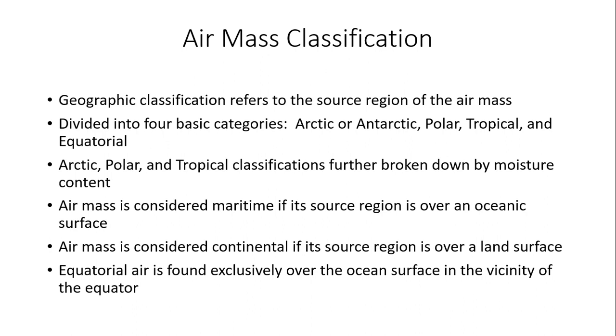Now, air mass is considered maritime if its source region is over an oceanic surface or a water surface. So if I say I have a maritime air mass, right away you should be thinking that air mass is forming over a water body. An air mass is considered continental, on the other hand, if its source region is over land. So when I say continental air mass, immediately you should be thinking that this air mass is forming over land. Now, equatorial air is found exclusively over the deep, low-latitude tropical waters in the vicinity of the equator.